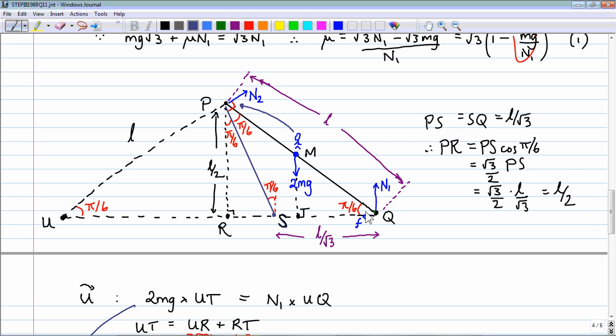So here the limiting equilibrium is occurring at Q. That's the only place we have a variable friction force. There's no friction at P. So we're basically going to repeat the analysis, but this time with an additional mg force here.